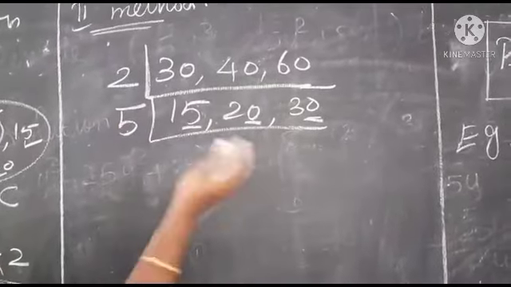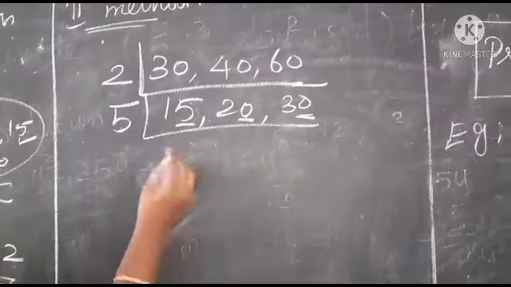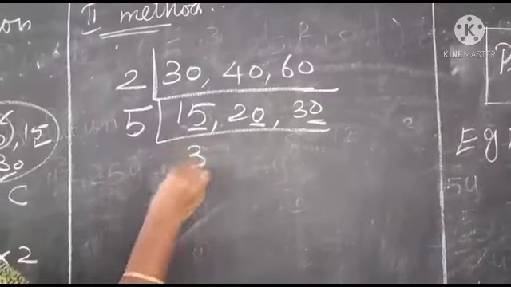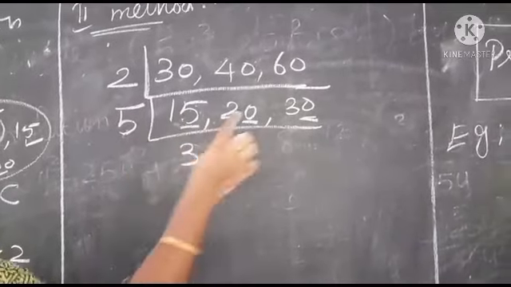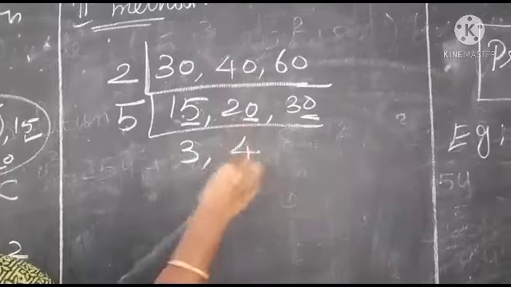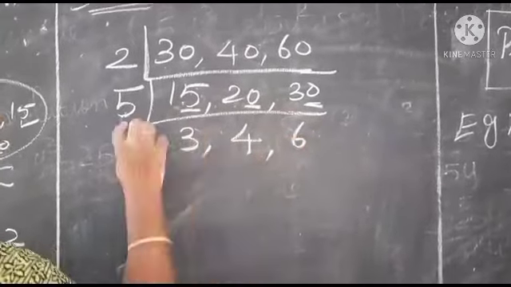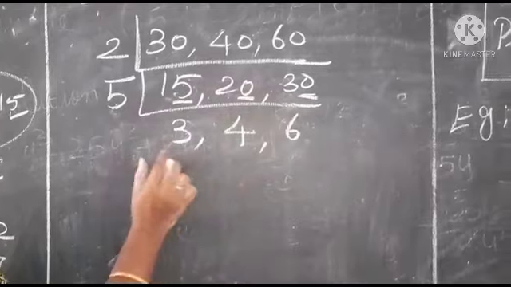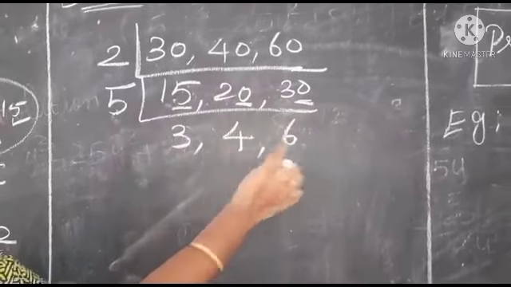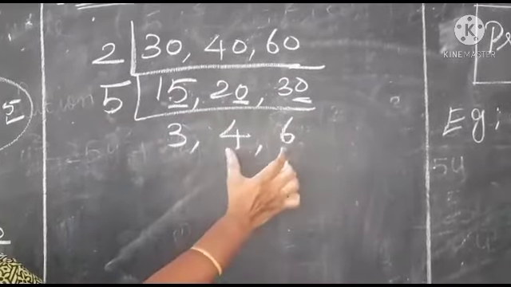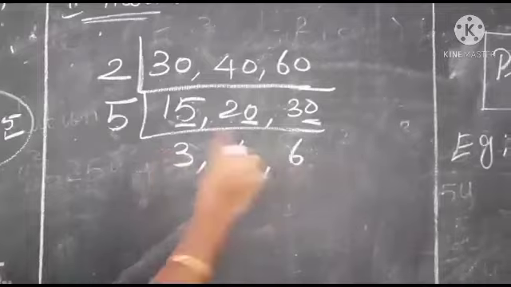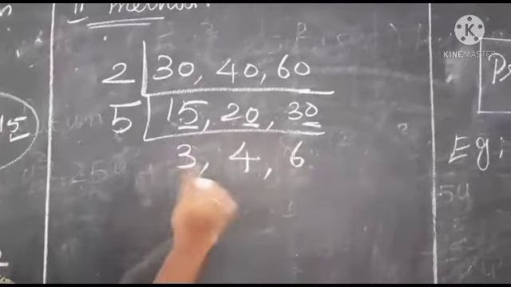In the 5 table, you divide all the numbers. How many 5s are in 15? 3 5s are 15. Next, how many 5s are in 20? 4 5s are 20. Next, how many 5s are in 30? 6 5s are 30. Next, there is no common number for 3, 4 and 6, because 4 and 6 are even numbers and 3 is an odd number. So there is no common factor for these 3 numbers.